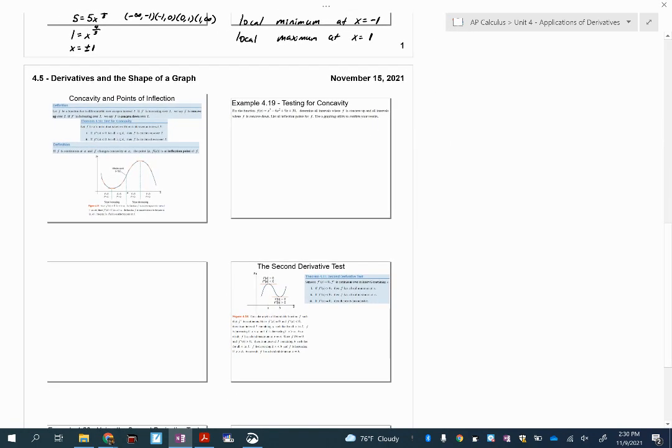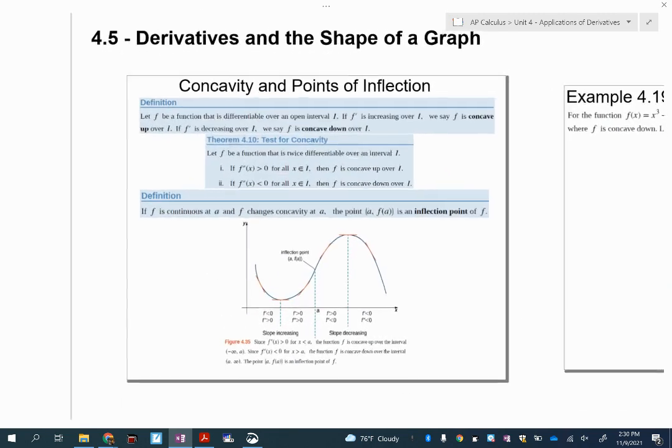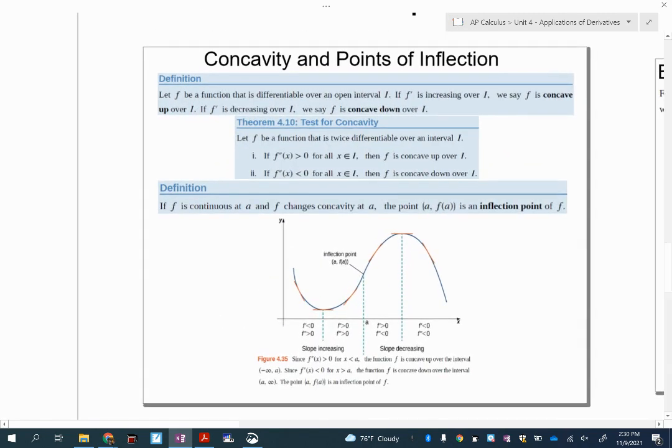Okay, let's move into concavity and points of inflection, testing for concavity, and then we'll move into something called the second derivative test. Again, I cannot stress enough that this is just a quick breeze by some of these concepts. I know this is not the best way to learn calculus by watching a video from your teacher, so I really apologize.